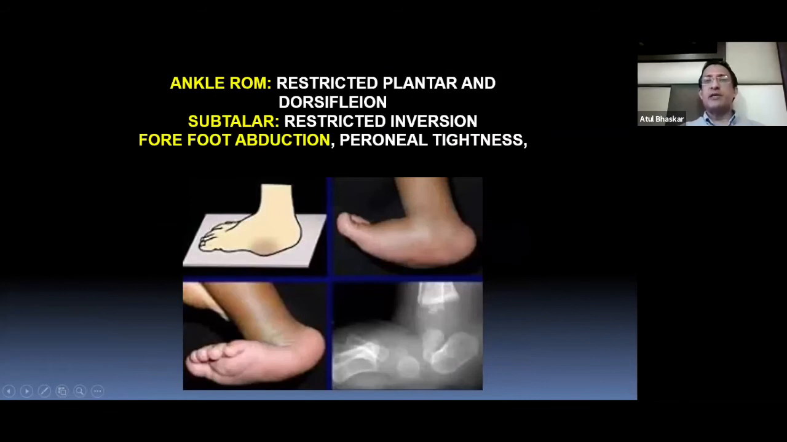So when you have stiff movement, especially restriction of plantar and dorsiflexion of the ankle, subtalar movements are difficult to assess. But if there is restriction of inversion and the calcaneus is in abduction, you can comment that the subtalar movements are restricted, and you can feel the tautness of the peroneal tendons, or what is called peroneal tightness. So that is what keeps the forefoot in abduction.